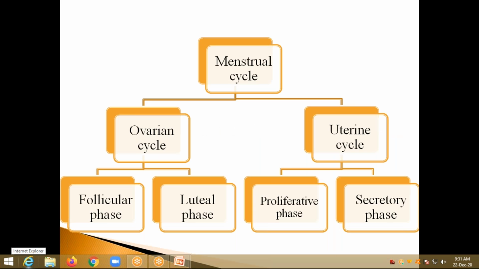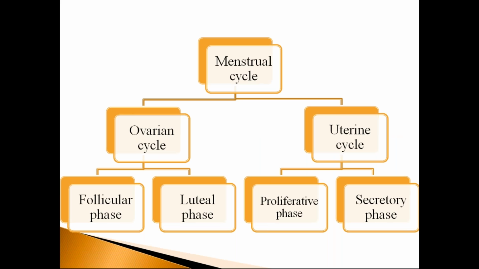So every month, for a menstruating woman, if she has regular cycles, she will have a menstrual cycle every month. This menstrual cycle will have an ovarian part and a uterine part. Coming to the ovarian part, it consists of folliculogenesis, or development of a mature follicle, along with ovarian steroidogenesis. This ovarian cycle is further divided into the follicular phase and the luteal phase.